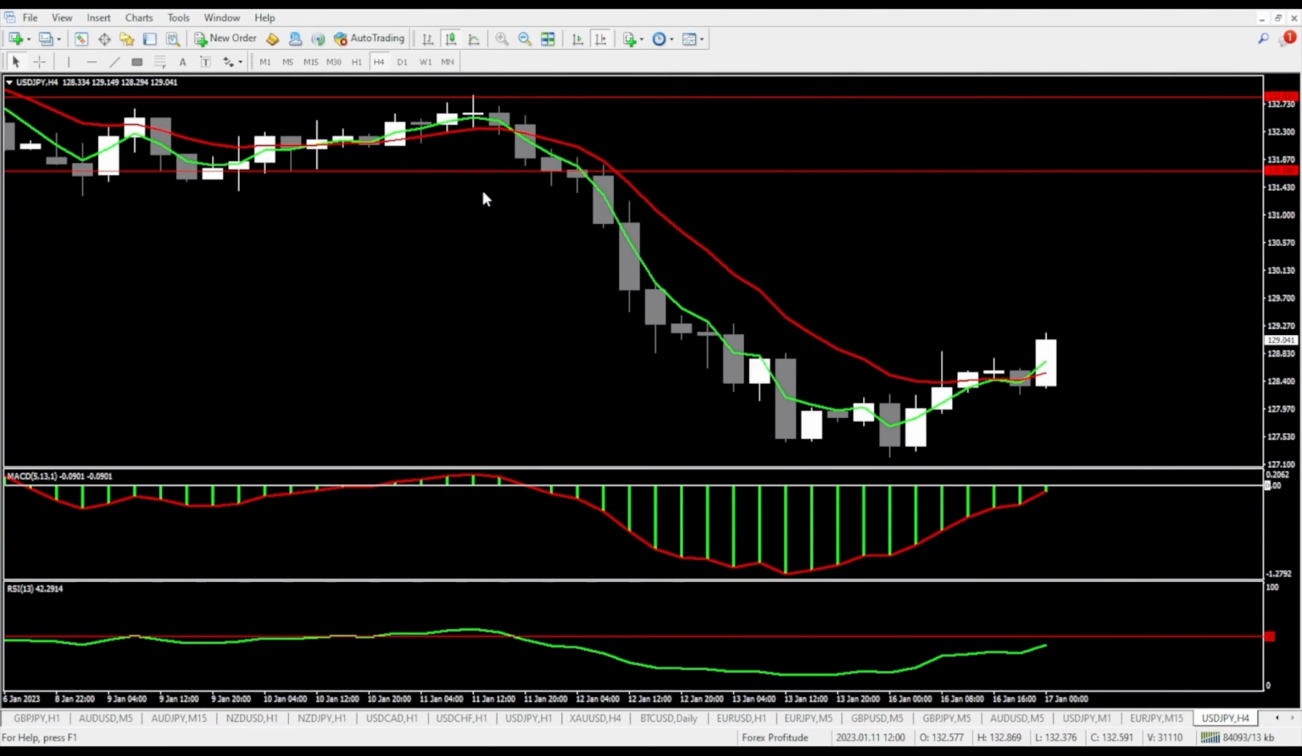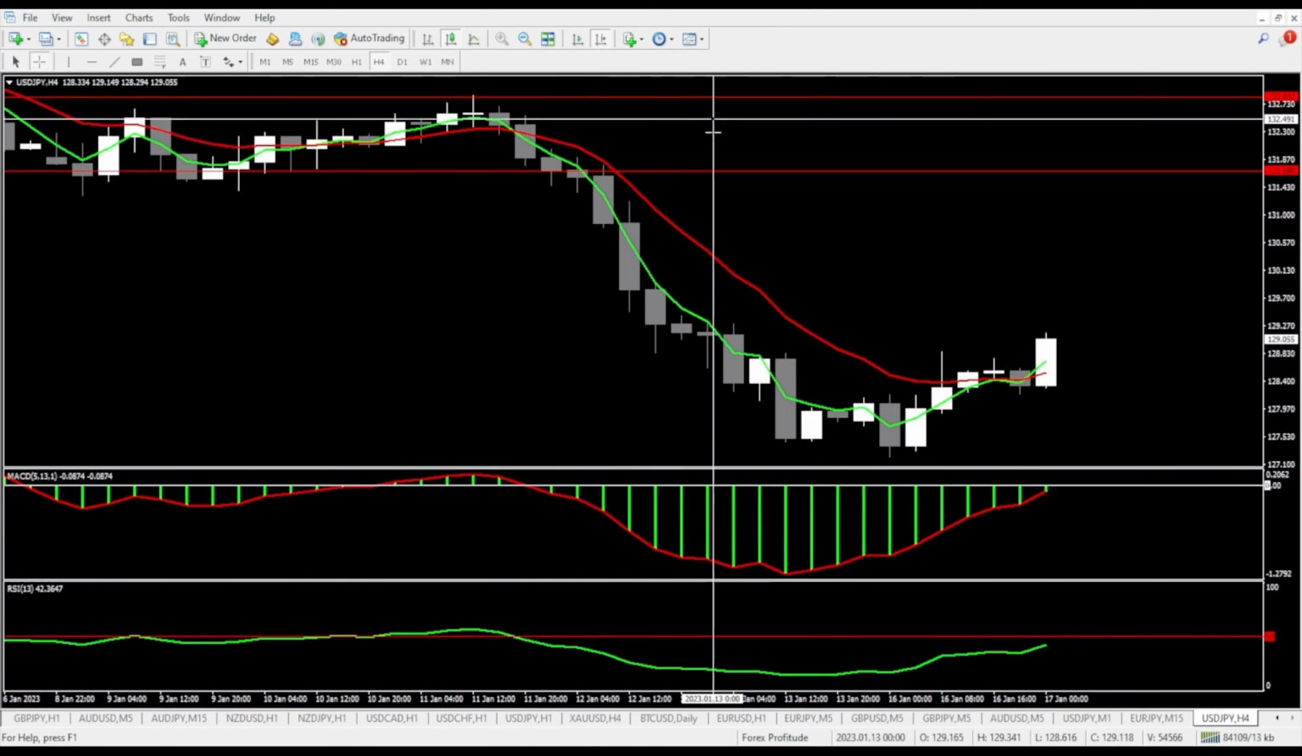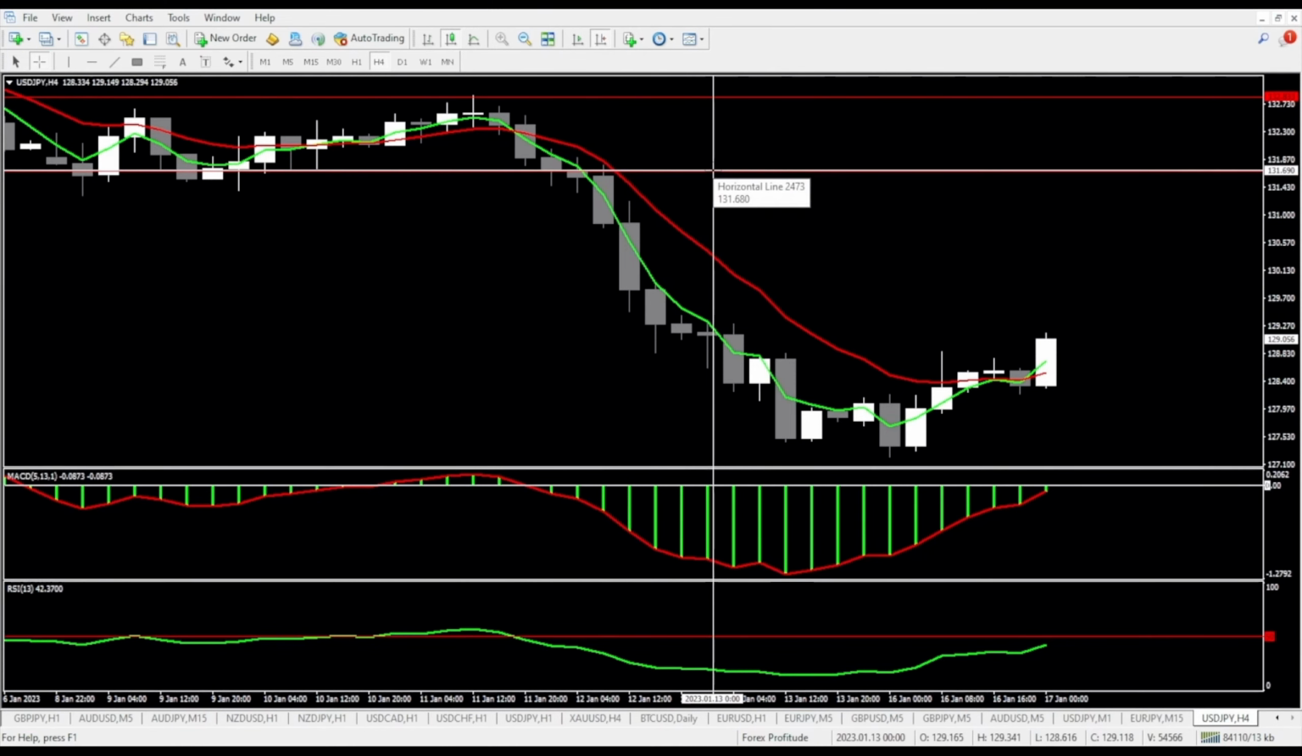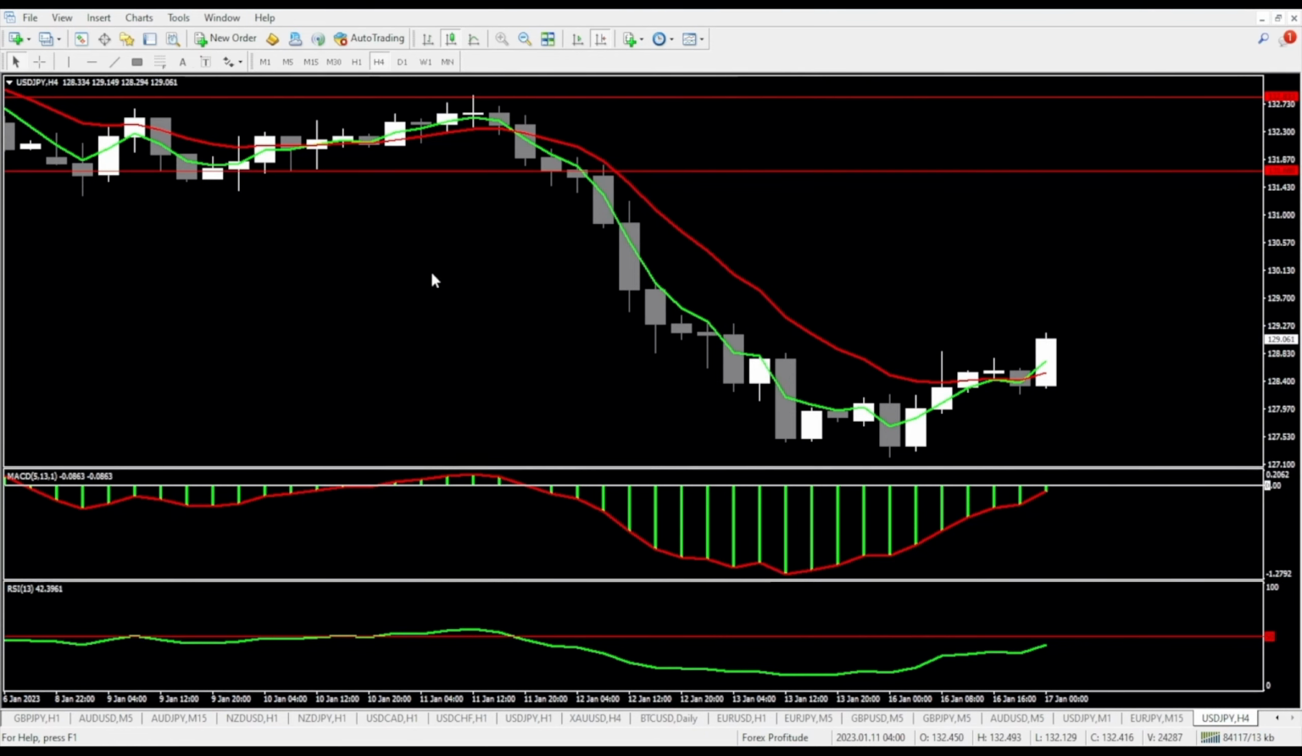So now I've got my stop loss placed. I want to know where my take profit should be. Now I'm going to measure this with my crosshairs. The distance from the entry to the stop loss is 116 pips, 117 pips. So I want to at least go for 1-to-1.